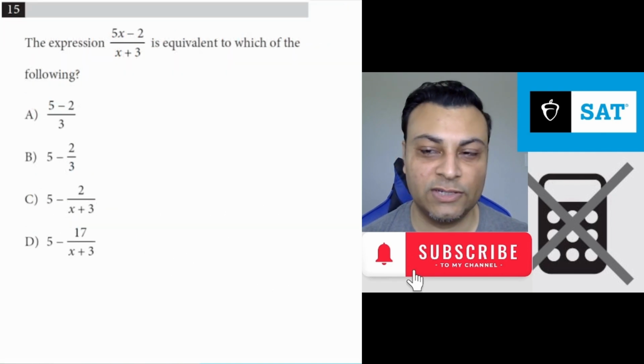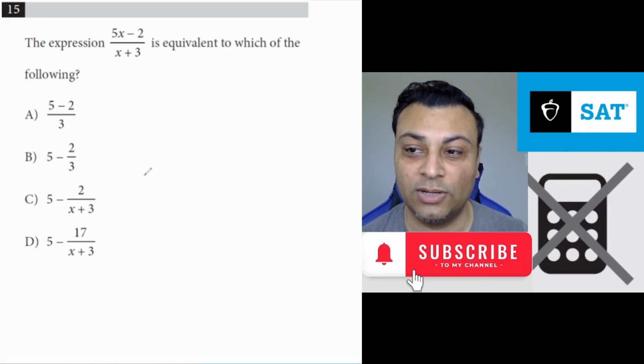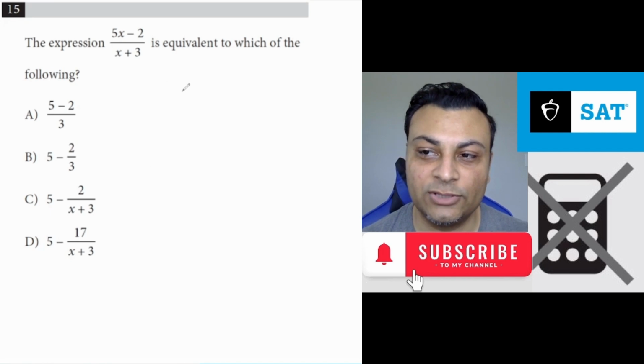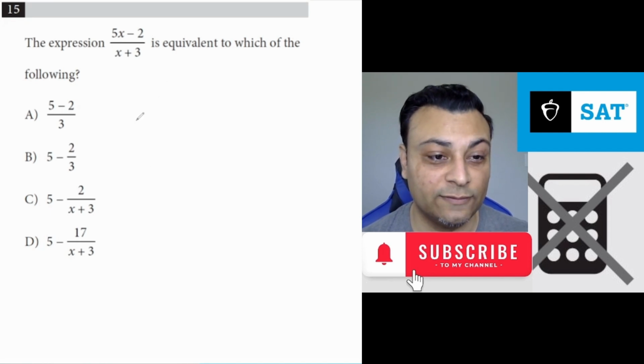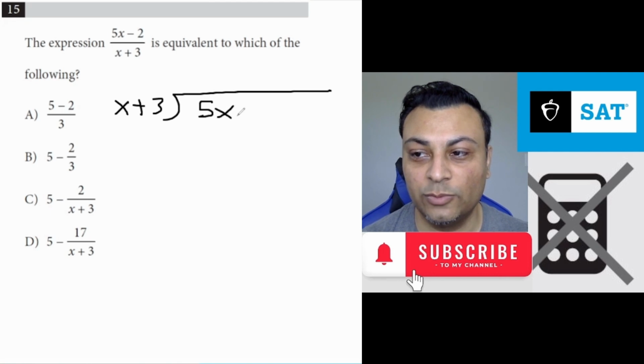Question 15 says the expression 5x minus 2 over x plus 3 is equivalent to which of the following? So we have 4 choices. Now, there are many ways to approach this problem. I'll show you a few of them. One method is to use long division. And if you do long division, you would do x plus 3 here, 5x minus 2. It's always good to know long division before you take the SATs.